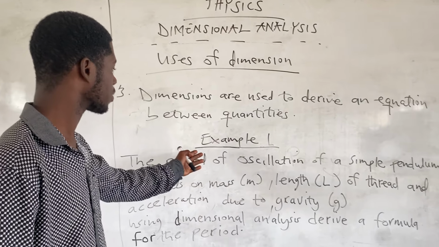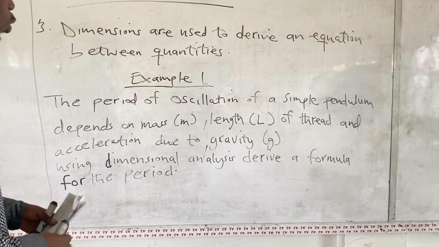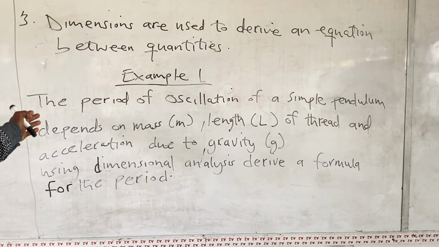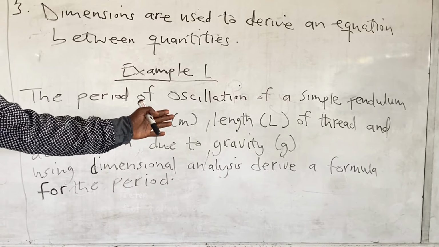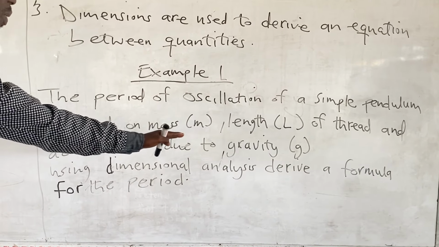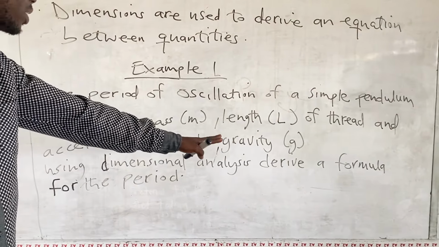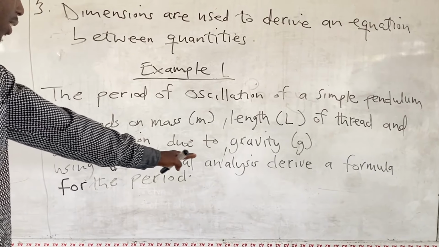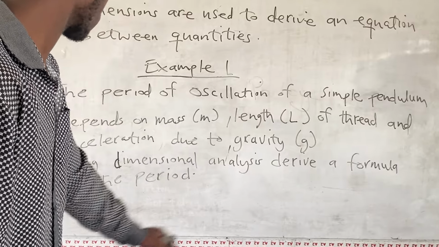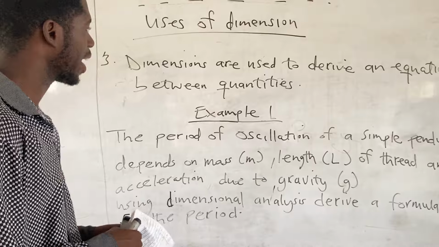This is example 1 concerning the third use of dimension. Example 1 says the period of oscillation of a simple pendulum depends on mass, length of thread, and acceleration due to gravity. Using dimensional analysis, derive a formula for the period. So that is our first example.